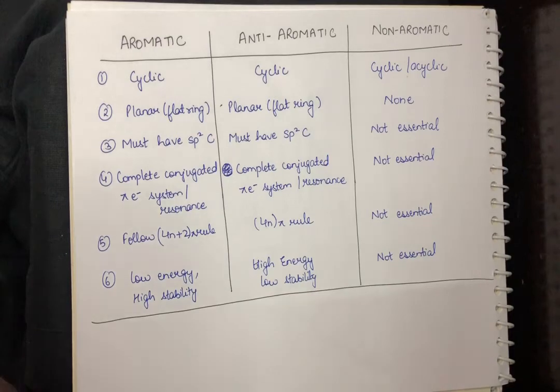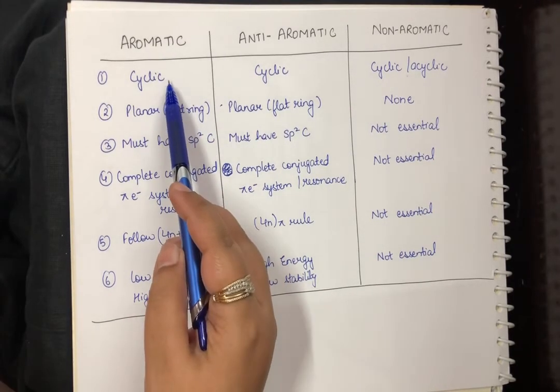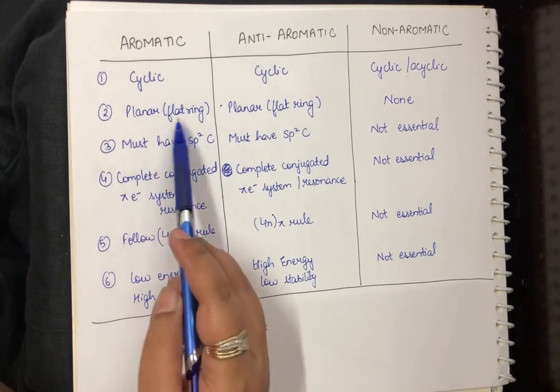Hello students, in this video I am going to tell you the trick to calculate if a particular given compound is aromatic, non-aromatic or anti-aromatic. I have listed all the basic conditions that the particular compound needs to verify before we can call it aromatic, anti-aromatic or non-aromatic. An aromatic compound is a cyclic compound which has a planar flat ring.